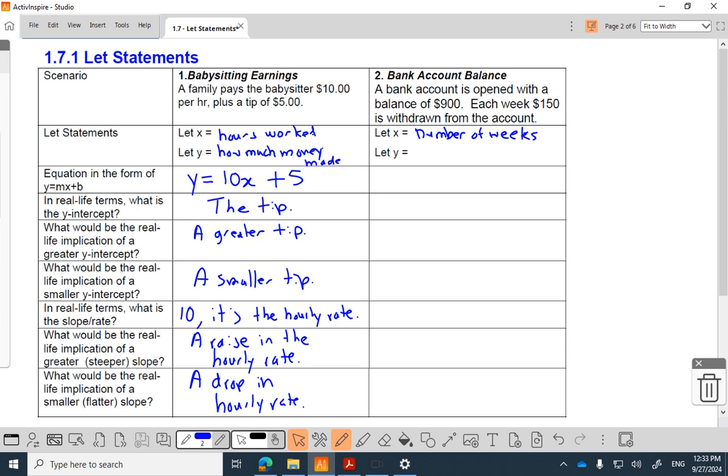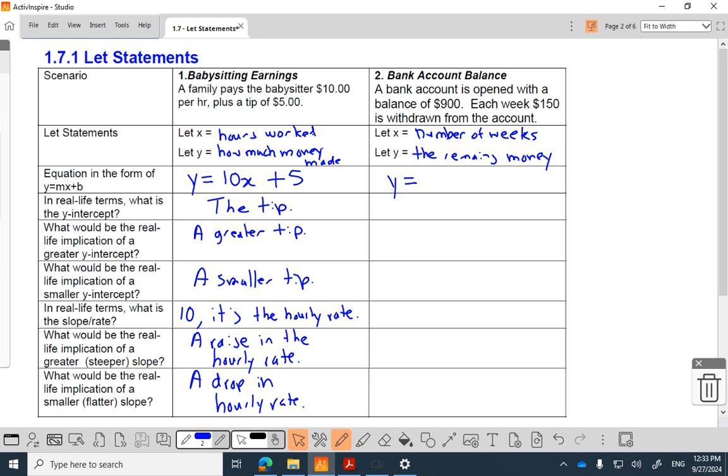Once we have the number of weeks, then we can figure out, let y equal the remaining balance. Or I'll say the remaining money. Have you used the word balance before? Do you guys use bank accounts enough or use the word balance? Balance is just how much money's in your account. But I'll write money. So, write the equation y equals mx plus b. What's the rate that the money's coming out?